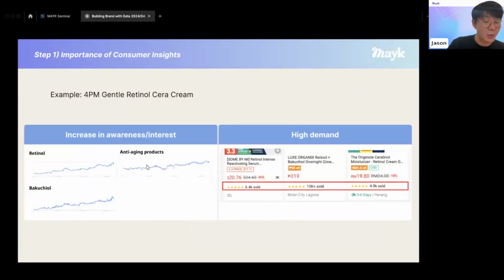So for example, this is our brand. We have a brand called 4PM, and we've created a product called 4PM Gentle Retinol Cera Cream. And this is how we decided on creating this product. First, we saw these keywords continuously popping up in social media and e-commerce sites. There were anti-aging products, and then retinol, bakuchiol. You can see the Google trend on the left that it was generally increasing as time went on. And if you see on the right, these types of products were high in demand. So we knew this was a very good market to enter, but it was a matter of how we're going to do it.